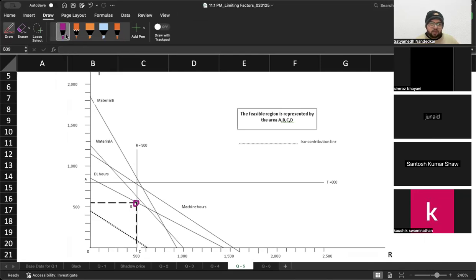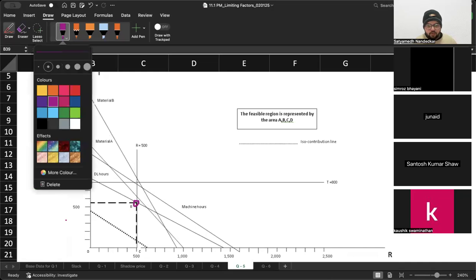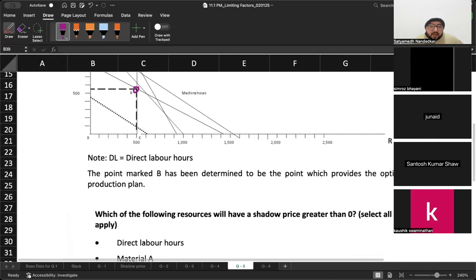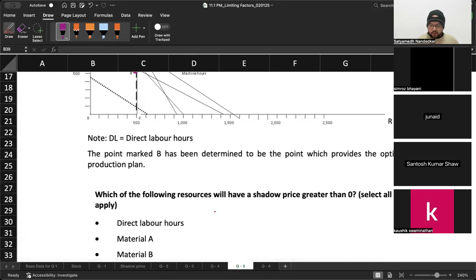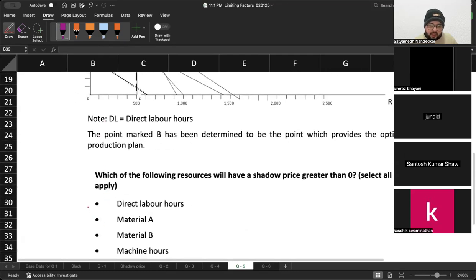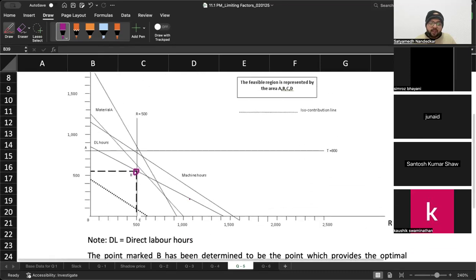This is your point of intersection. It lies at the intersection of DLRs, that is direct labor hours. ये लाइन पास हो रहा है यहां से, and this line R equal to 500. ठीक है. Now see, which of the following resources will have a shadow price greater than zero? Direct labor hours. Are direct labor hours fully utilized? Yes, direct labor hours are fully utilized because the optimal solution lies on the line. So direct labor hours में आपका shadow price will be greater than zero.